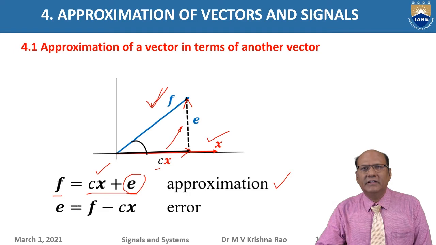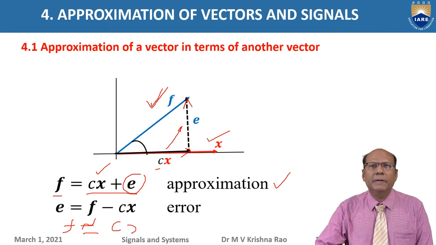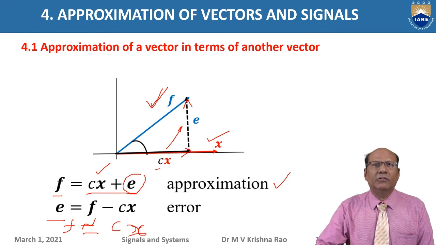So I can also write it like this: F is approximately equal to Cx, plus error. If you add the error also, I will get the vector F. So I can express the error term like this: E equals F minus Cx. This is the error vector. This is a vector basically.